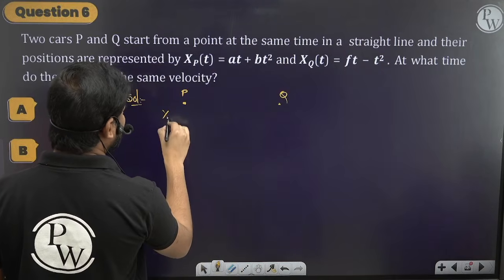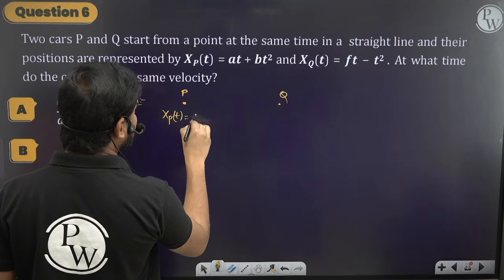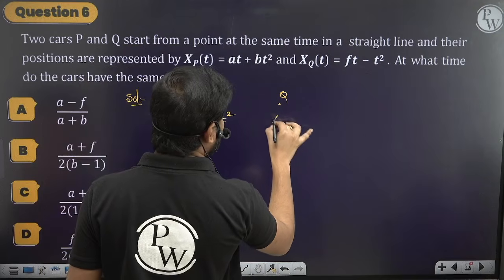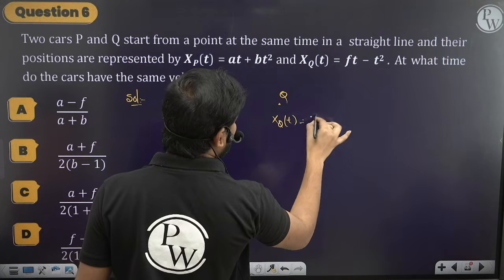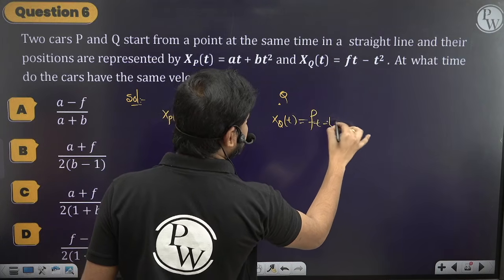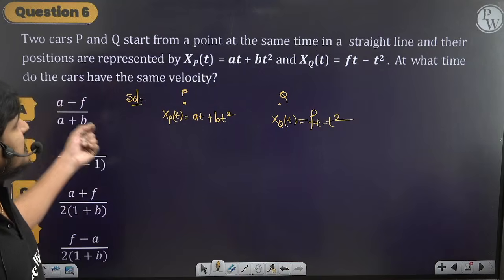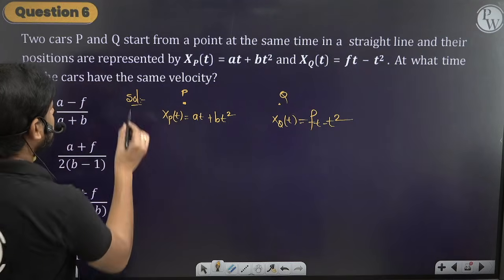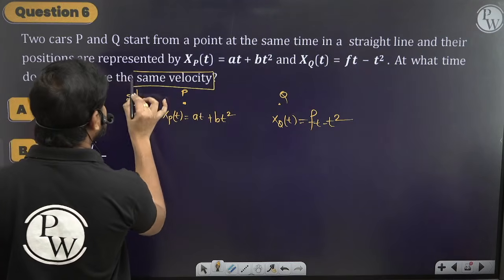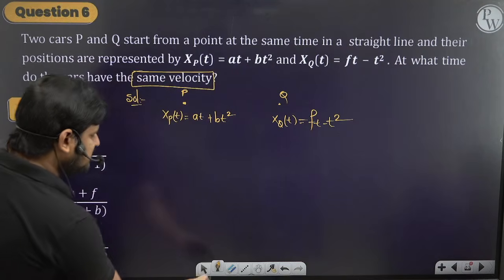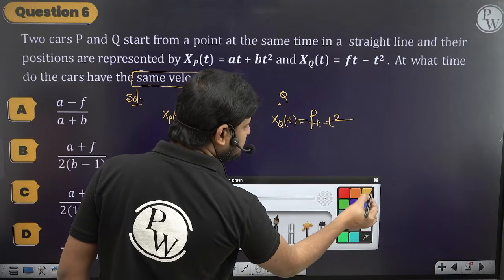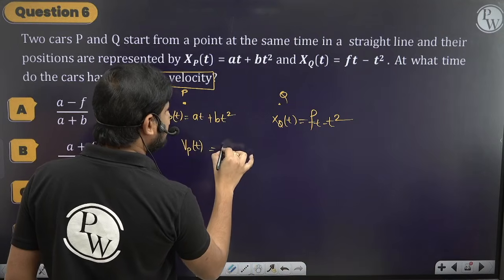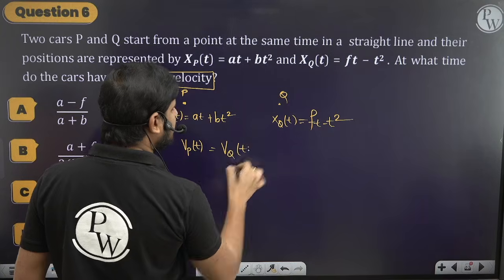So the position of car P with respect to time is given as At plus Bt square. And the car Q has position Ft minus t square, right? Then they are asking, at what time do the cars have the same velocity? So the hint in the question is that the velocity of car P will be equal to the velocity of car Q, right?